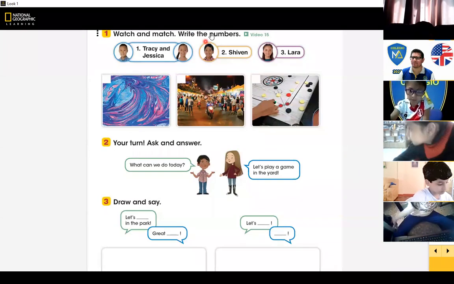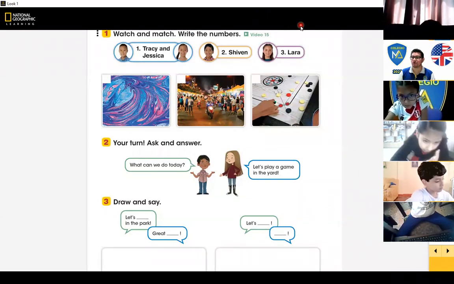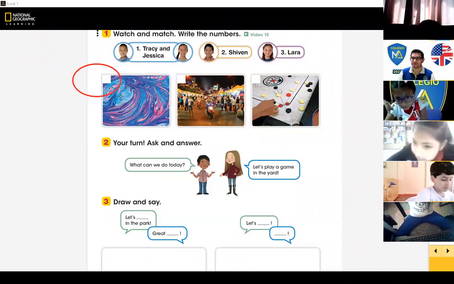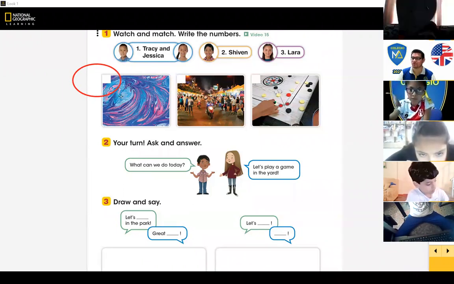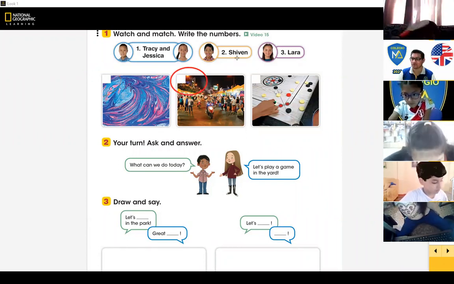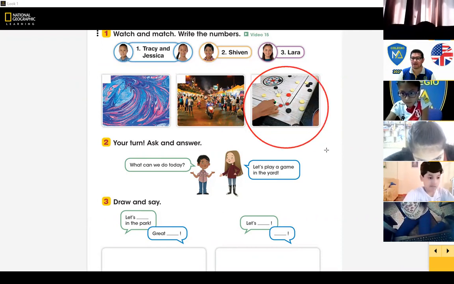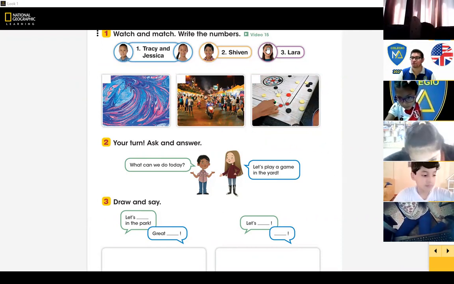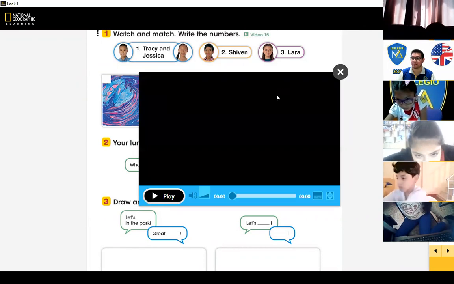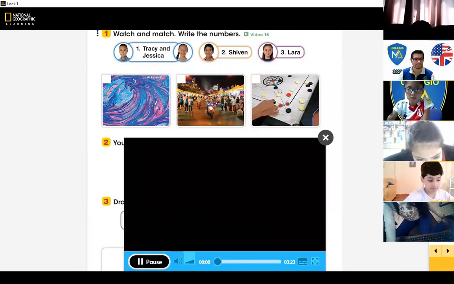For example, we have a painting. Who talks about this painting? Tracy and Jessica, number one. Shivan, number two. Or Lara, number three. In the same way, here we have another photograph, and here we have maybe a game. You're gonna watch the video, then you're gonna number. Pay attention. One moment, that's it.